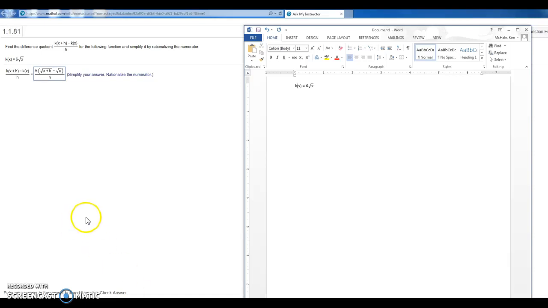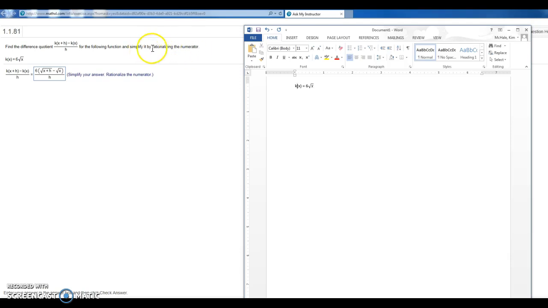Hey, it's Kim, and I had a student send me this question about simplifying a difference quotient, and I thought I would do it. I'm given that the function k of x is 6 times the square root of x, and I'm supposed to find the difference quotient, k of x plus h minus k of x over h. And it says simplify it by rationalizing the numerator.